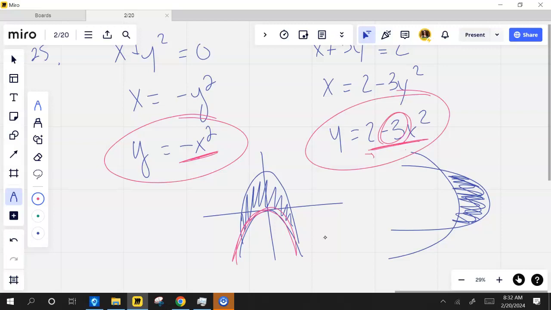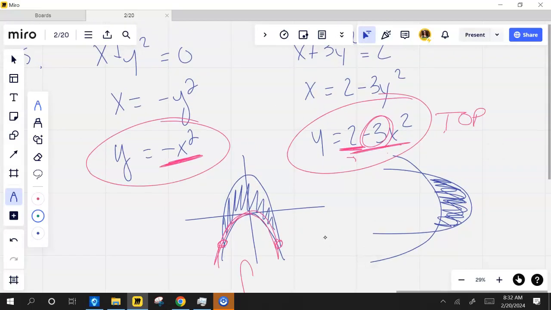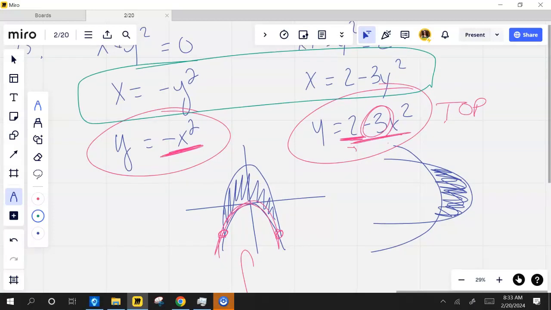Because remember, my goal is to find out which one's on top and which one's on the bottom. I don't need an accurate picture. I just need enough to know which one's on top. Since this one's gone up and this one hasn't, this has got to be my top graph. So now I can do the integral from, and now I need these intersection points. I'm going from top to bottom now. If I left it this way, I would need to know which one is the furthest over. You see what I'm saying? Most of the time.